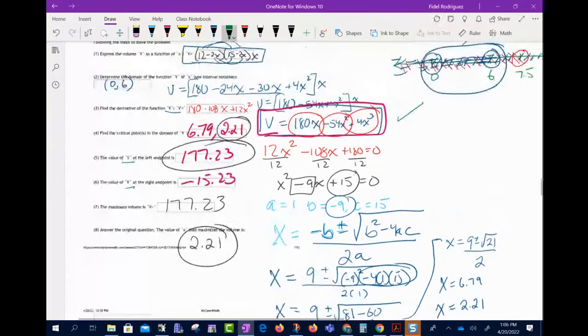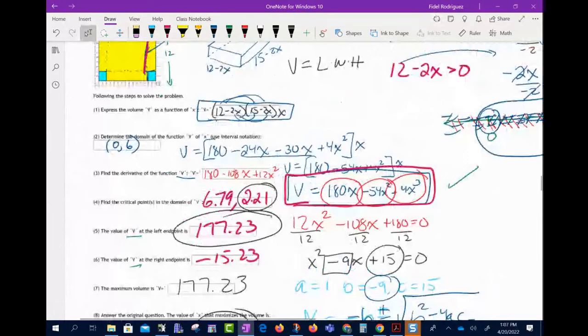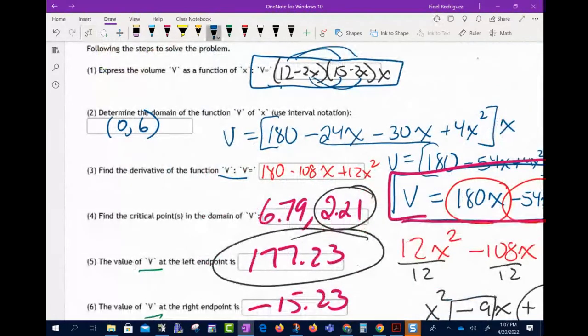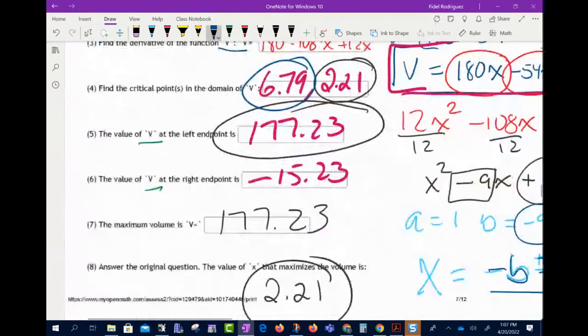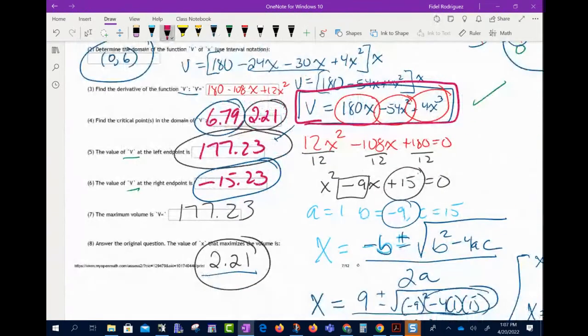Y'all, I want to mention something here. Remember when we did our domain? If I come back and scroll over here, wasn't the domain of my function from 0 to 6? So that means any number that's outside of there is not going to work. And look at one of the numbers that we came up with. Isn't that number outside of my domain? And that's why when we plugged it in, we came up with something like that. How can you have a volume of negative 15? It doesn't work, right? It doesn't make sense. So the maximum volume was 177.23, and we got that by plugging in 2.21. And 2.21, y'all, is a number between 0 and 6, right?